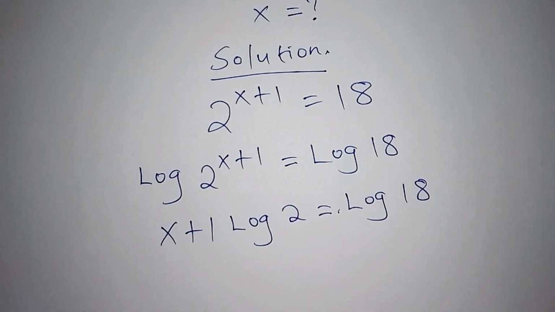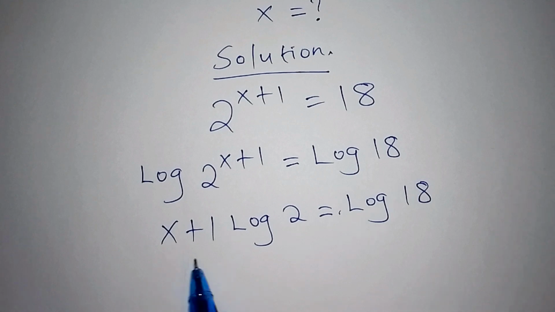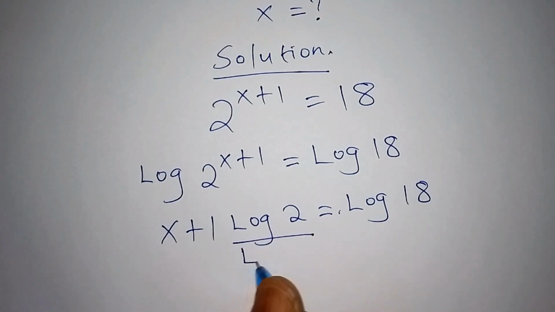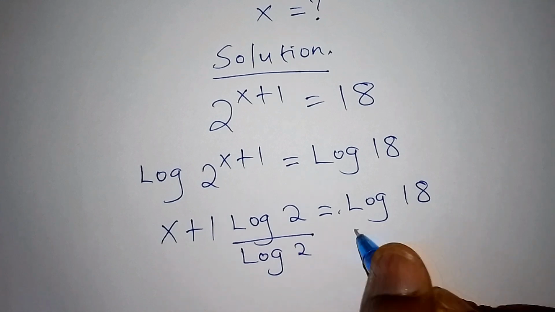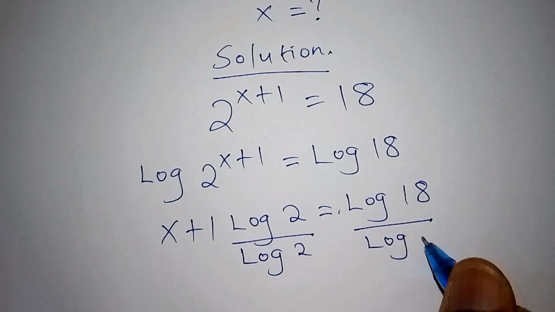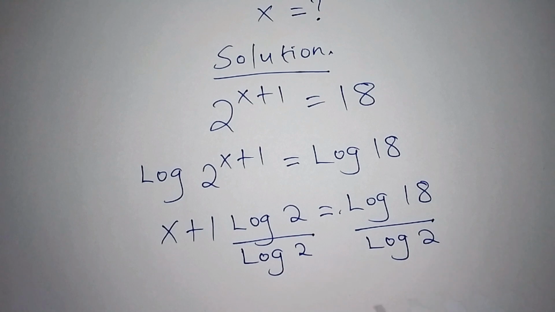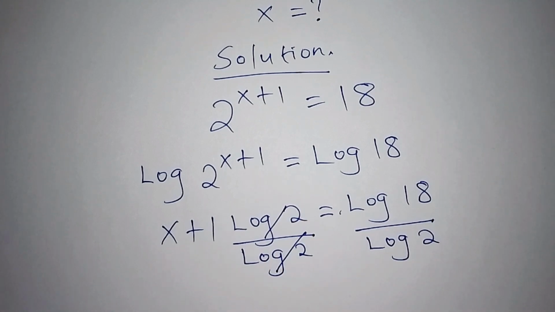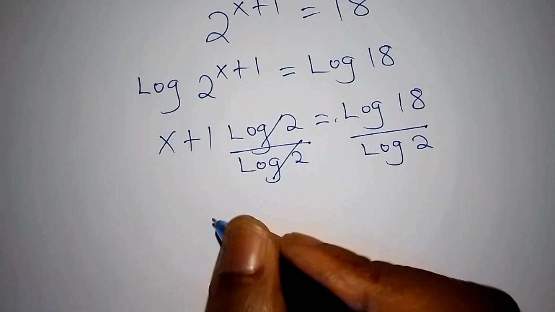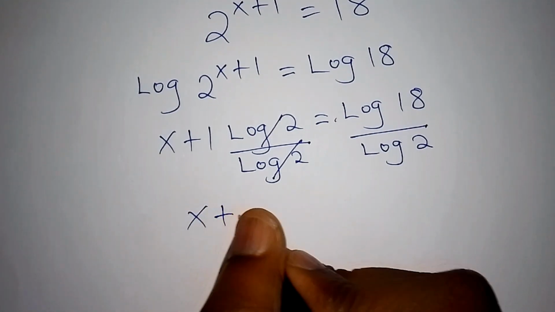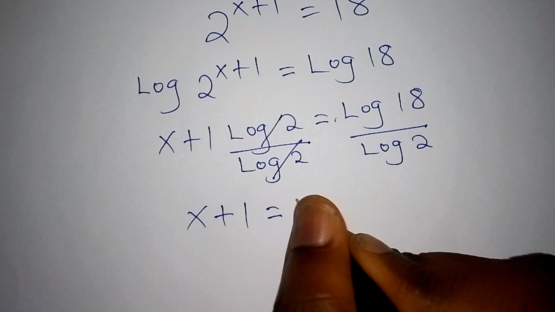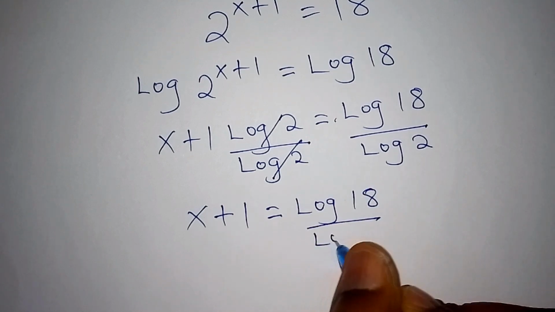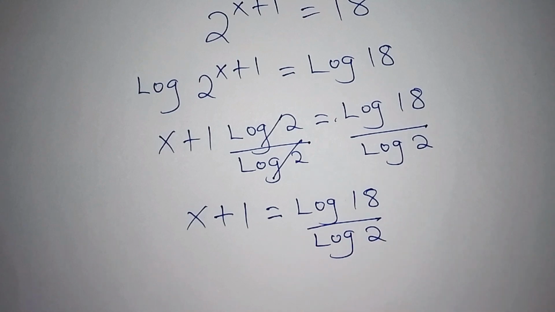From here we can do away with the log of 2 by dividing both sides by the log of 2. We divide this side by the log of 2, and this side also by the log of 2. The log of 2 and the log of 2 cancel. So we shall have x plus 1 is equal to the log of 18 all over the log of 2.